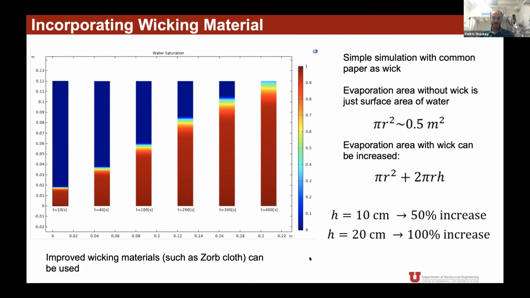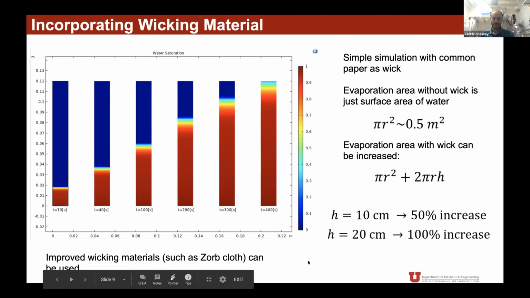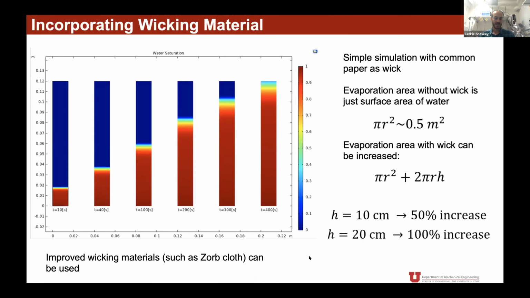And so what the wicking material does is we can basically coat the sidewalls of the evaporation chamber with the wicking material, which effectively increases the evaporation area of the design without having to build new structures or take up more of a footprint. So the simulation shown here is a simulation with simple paper as a wick, which is not something we would use, but we simulated it just because the properties were readily available.